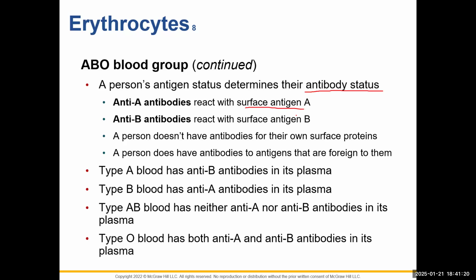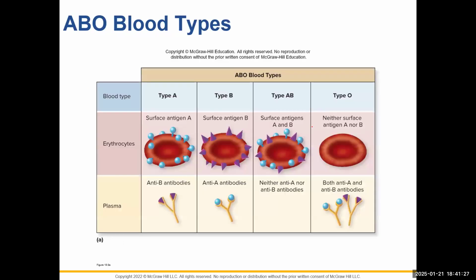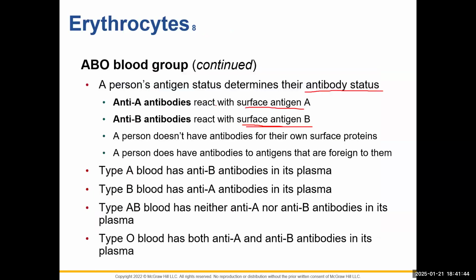Anti-B antibodies will react with surface antigen B. So you see here in this picture, I am type A. I'm A positive. We'll talk about what the positive means, but I am A positive, which means that my red blood cells contain surface antigen A. And what did I say on the previous slide? Anti-A antibodies will react with the surface antigen A.